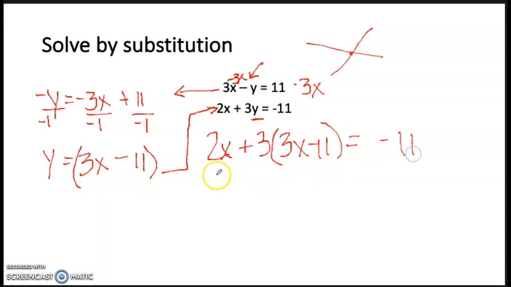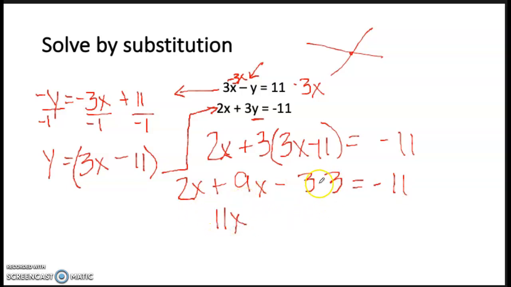equals negative 11. So I took this 3x minus 11 and substituted it here for y. Now I distribute: 2x plus 9x minus 33 equals negative 11. I can combine like terms, and I can move this 33 to the other side. And so now I have 11x equals 22. Divide both sides by 11, and x equals 2.